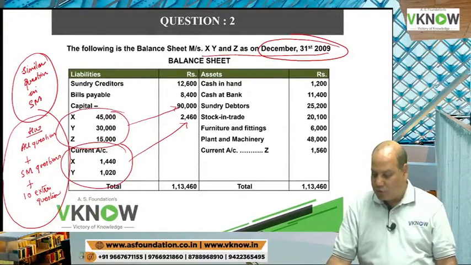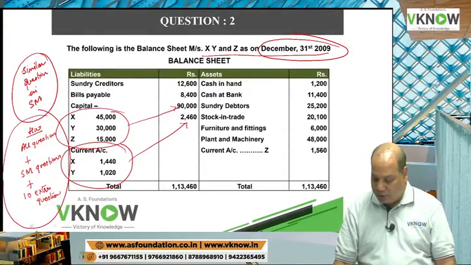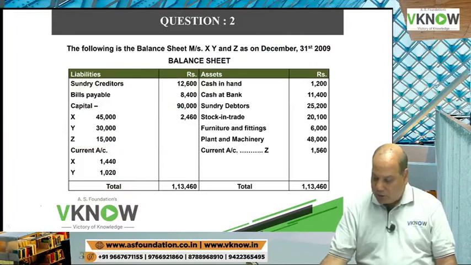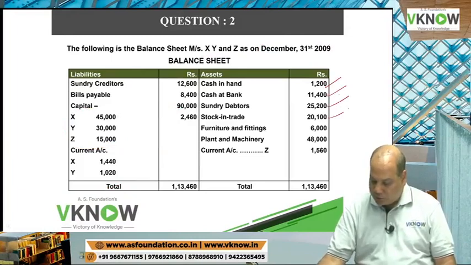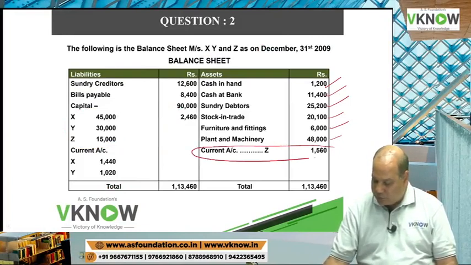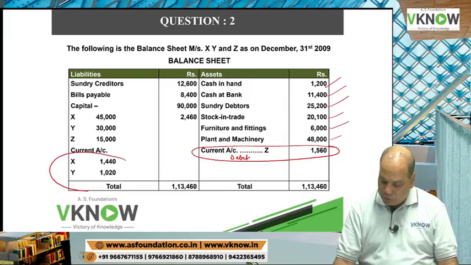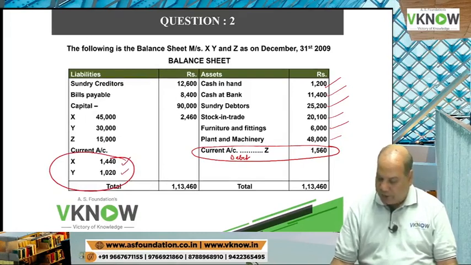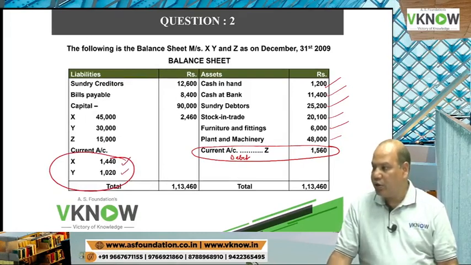So back to this question number 2, liability side we have read. Asset side: cash, bank, debtor, stock, furniture, plant. One partner Z has a current account debit balance and two partners have credit balance. Any query on this question?